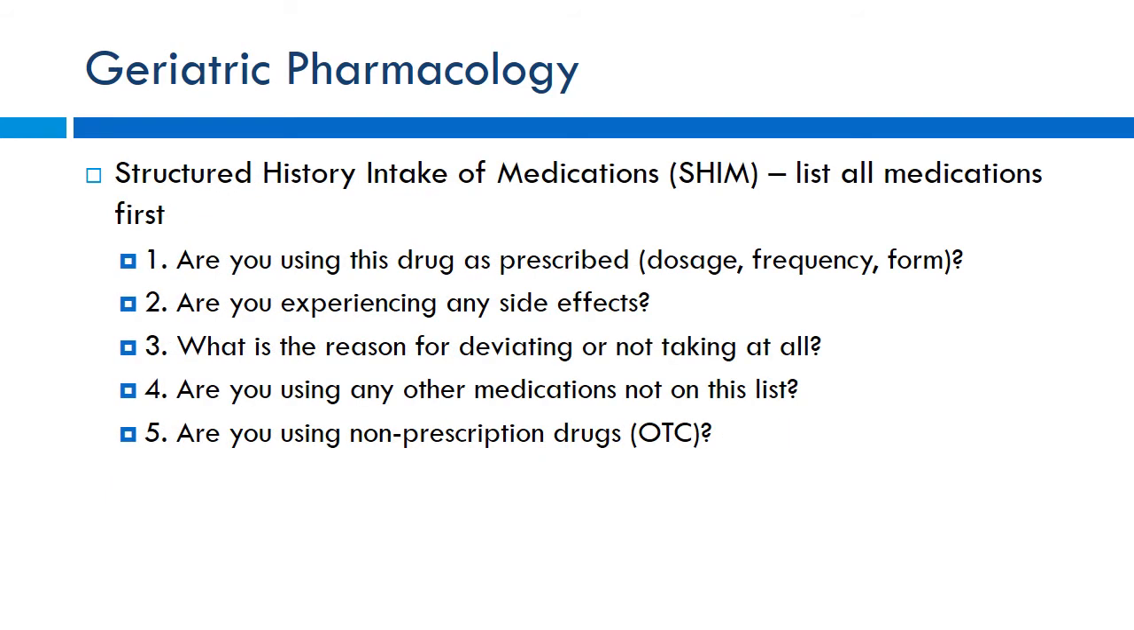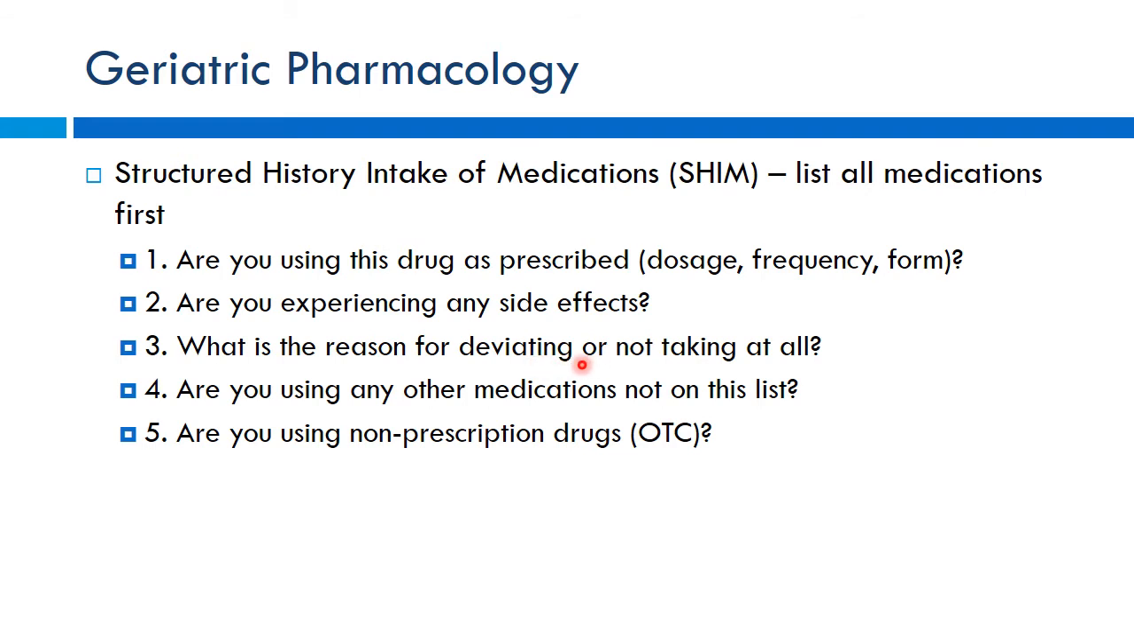So here are some questions you can consider asking when you're doing the structured history of intake of medications. When you're doing a medication reconciliation, it's really important to do this. Obviously, first list off all the medications, making sure they are taking them as prescribed, so have them quote back to you the doses they're taking, how often, and the dosage form. Ask them about things like side effects. If they're not taking it like they should be, ask why they are deviating from that. If they're not taking it, this is where you can find out about financial issues or certain adverse drug reactions that make it intolerable.